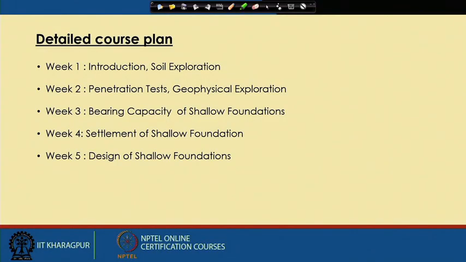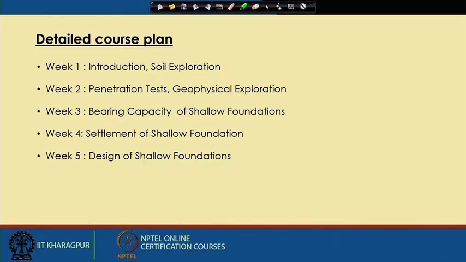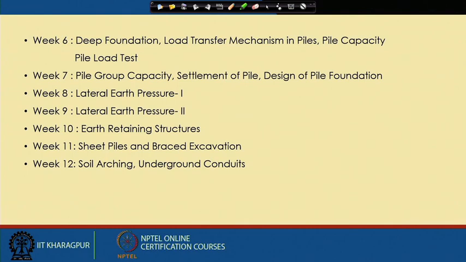In week 2 we will discuss the penetration test and geophysical exploration. I will discuss all these things in detail. Then the bearing capacity of shallow foundation, settlement of shallow foundation, design of shallow foundation, then deep foundation, load transfer mechanism in piles, pile capacity and pile load test. In week 7, I will discuss the pile group capacity, settlement of pile, design of pile foundation, and in weeks 8 and 9, I will discuss the lateral earth pressure theories required to design retaining structures.